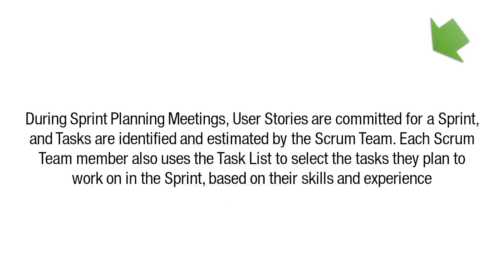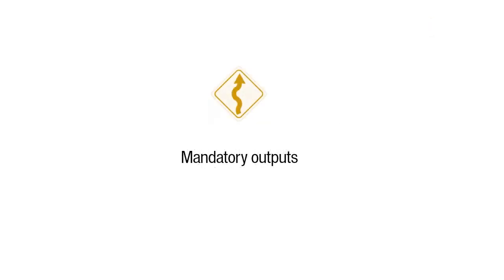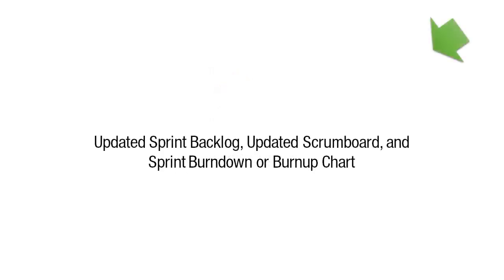During sprint planning meetings, user stories are committed for a sprint, and tasks are identified and estimated by the Scrum team. Each Scrum team member also uses the task list to select the tasks they plan to work on in the sprint, based on their skills and experience. The Scrum team also updates the sprint backlog and creates a sprint burndown chart using the user stories and the task list during the sprint planning meetings. The mandatory outputs of this process are updated sprint backlog, updated Scrum board, and sprint burndown or burn up chart.